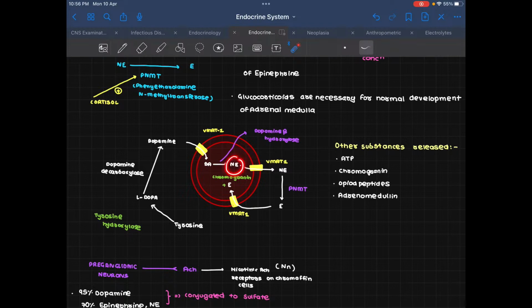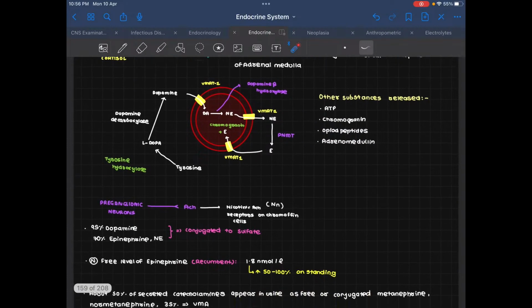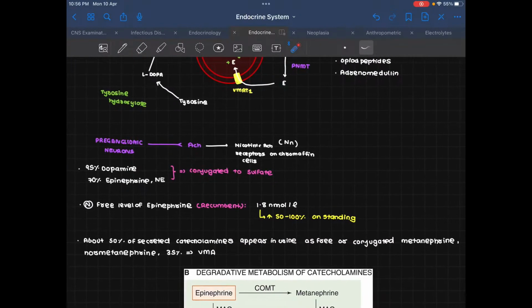Now norepinephrine is again going to exit the vesicle via this transporter, that is VMAT. This norepinephrine gets converted to epinephrine via this enzyme known as PNMT, and then again it's going to come back inside if it needs to, in case of adrenal medulla. Okay? So that is the main thing.